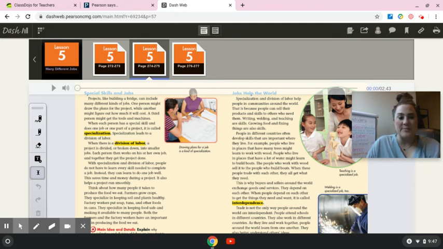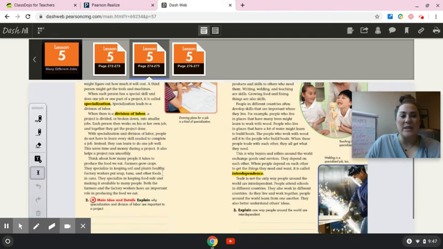When each person has a special skill and does one job or one part of a project, it is called specialization. Specialization leads to a division of labor. When there is a division of labor, a project is divided or broken down into smaller jobs. Each person then works on his or her own job, and together they get the project done. With the specialization and division of labor, people do not have to learn every skill needed to complete a job. Instead, they can learn to do one job well. This saves time and money during a project. It also helps a project run smoothly.